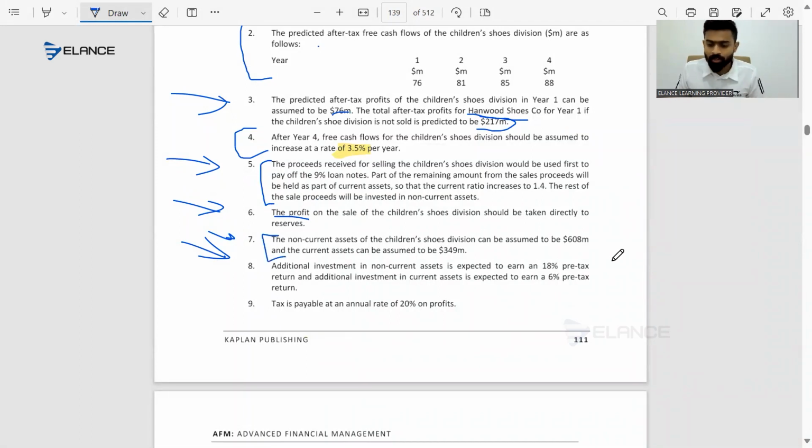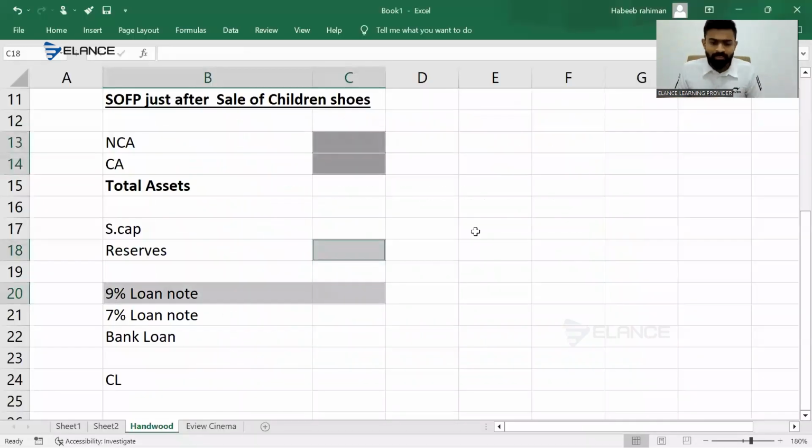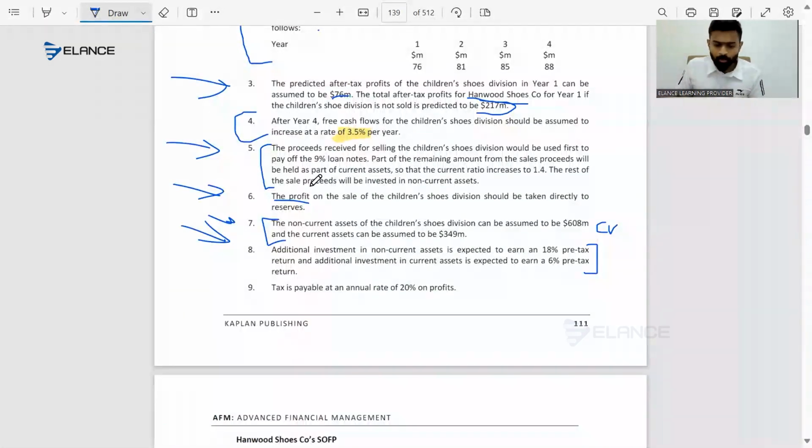Now, these are the carrying values of the sold division. This can be used to calculate the profit or loss, plus the figures of current assets and all. Now, this is the additional return. We are investing some money in current assets and non-current assets, and that additional investment will provide us with an additional return. Then this is about tax.